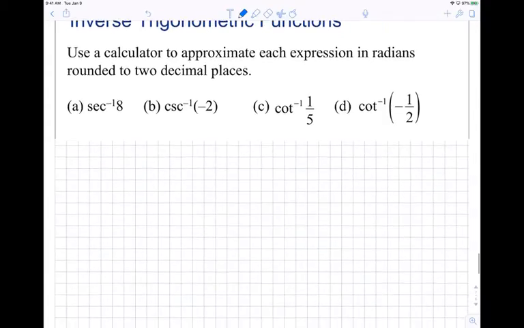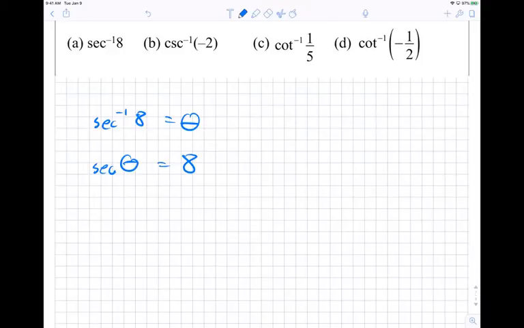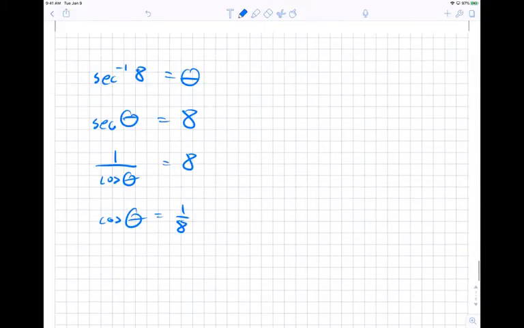Okay, so now say we want to do inverse secant of 8 in our calculator. So let's look at this. Inverse secant of 8 is going to be some angle, right? Again, this means secant of some angle equals 8, right? But what did we just do for secant? Secant is the reciprocal of cosine. So this is the same as 1 over cosine of theta equal to 8. So then what can we conclude? Okay, so switch them. So then we get cosine of theta equals 1 over 8.